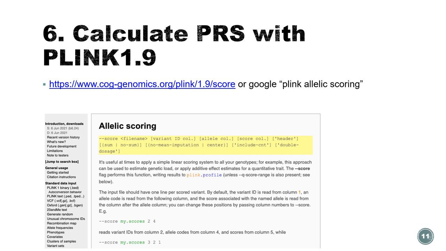You can calculate PRS based on the adjusted effect size using the --score function in PLINK.